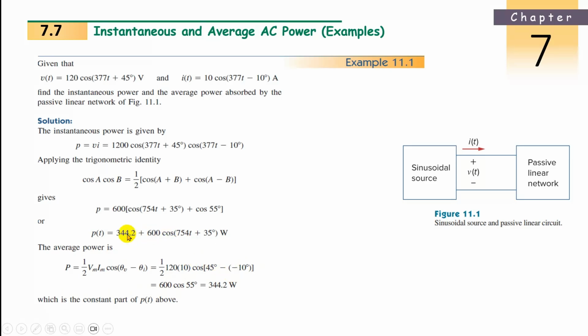Instantaneous power is also the average power plus some time domain equation. Okay, average power plus a time domain cosine term. That's one. So this is your instantaneous and average. Like this you can find. Okay, another example, last example.